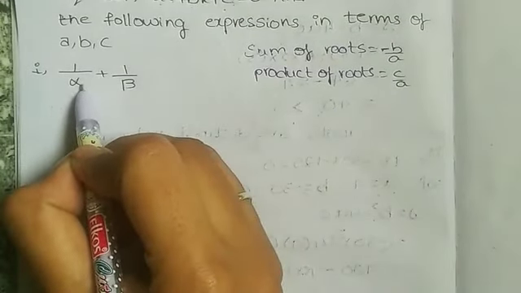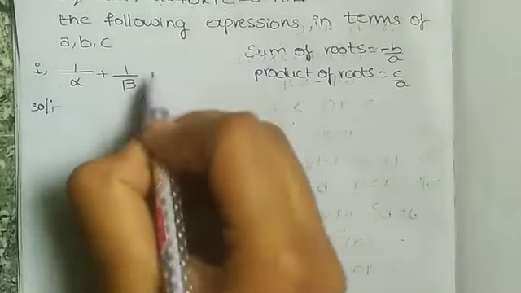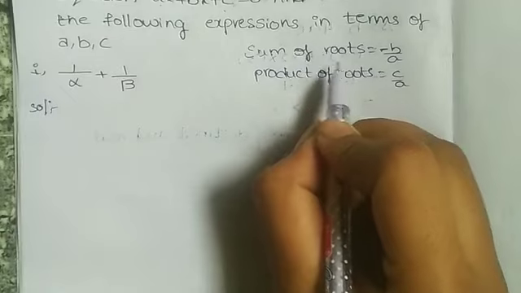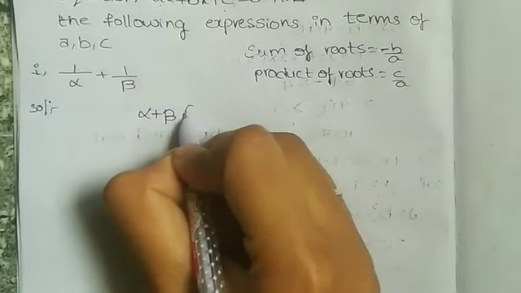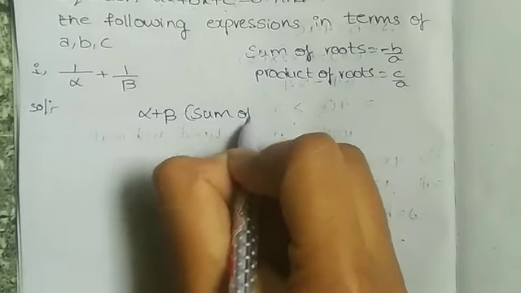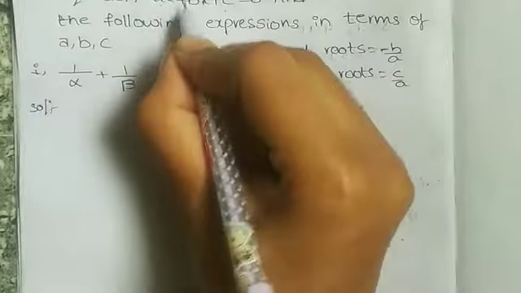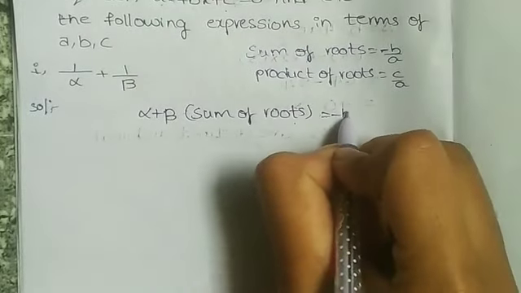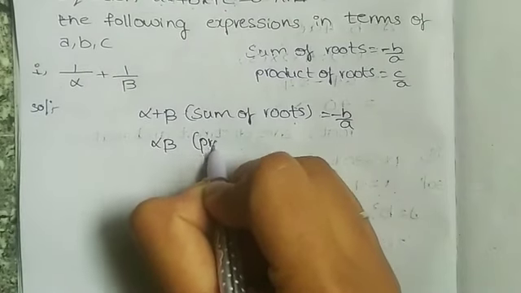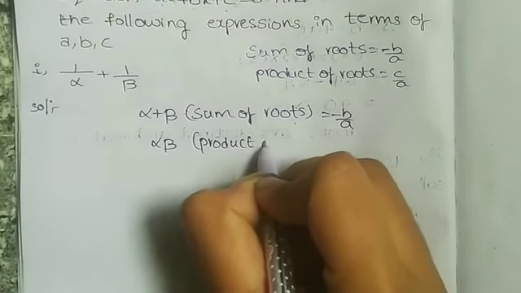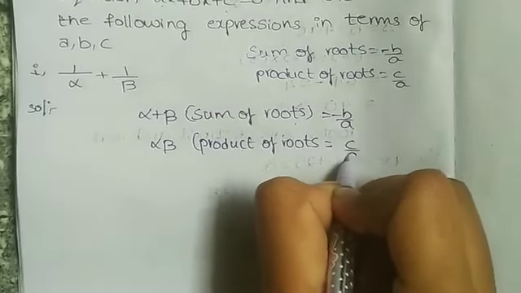First one, 1 by alpha plus 1 by beta. First of all, find the sum of roots. What do we have? The sum of roots alpha plus beta is equal to minus b by a, and product of roots alpha beta, product of roots is c by a.